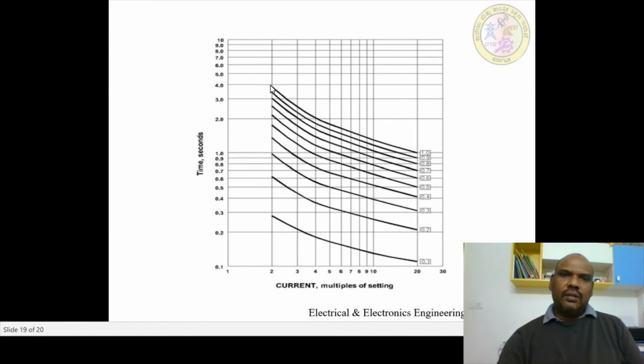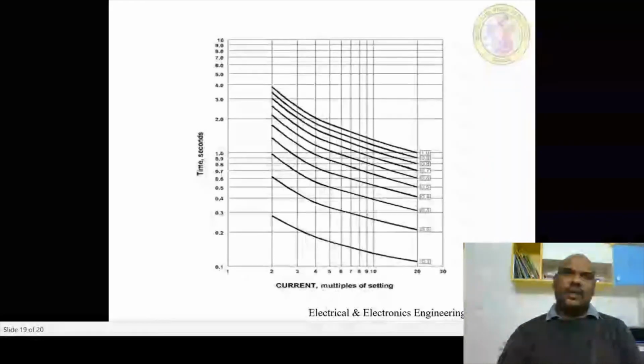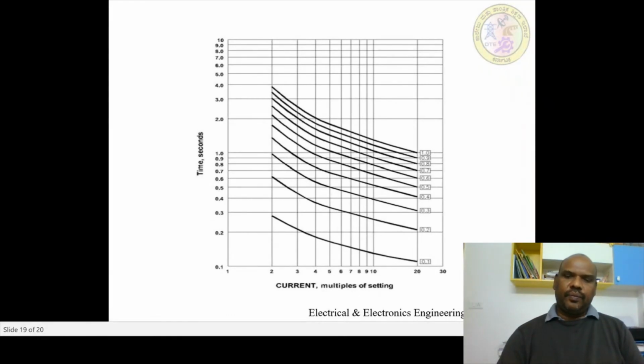These are all the curves for, let us say, if you see the time multiplier setting as 1, this will be the curve. If the time multiplier setting is 0.9, this will be the curve. Like that, for all from 0.1 to 1, these are the various curves for various time multiplier settings. So that's all about this particular experiment.